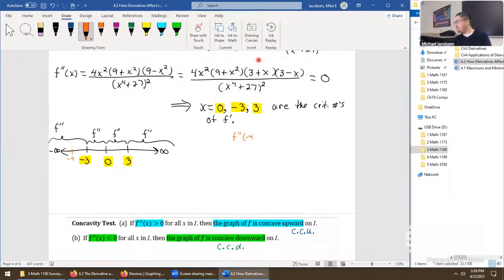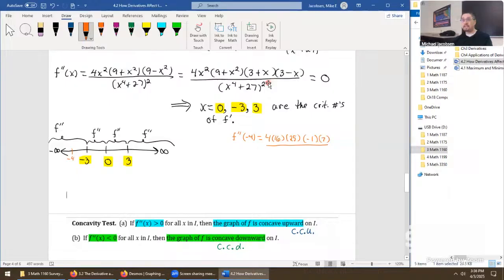F double prime -4 is going to be equal to, well, this is 4 times 16. This is 16 plus 9, so 25. Notice the very first 3 terms are always positive. There is nothing you can put in for x to make the first 3 factors, rather, not terms, anything but positive. Here's where things start to happen, though. That's going to be a -1 when we throw in a -4. This is going to be a +7.